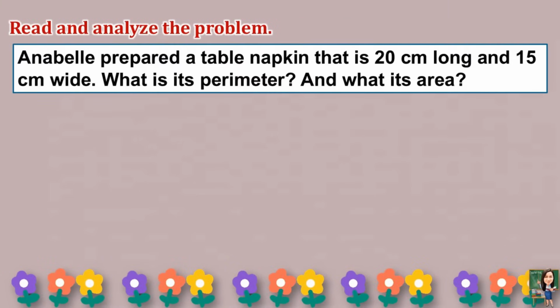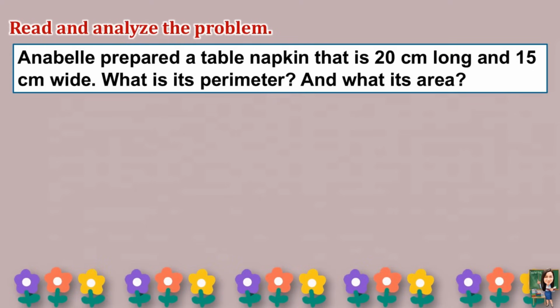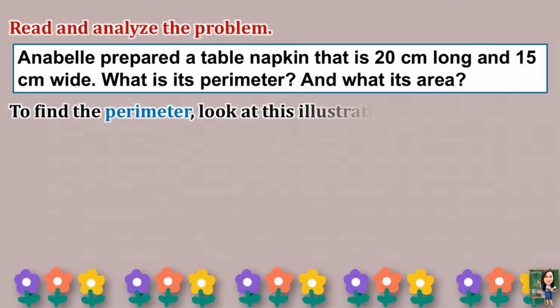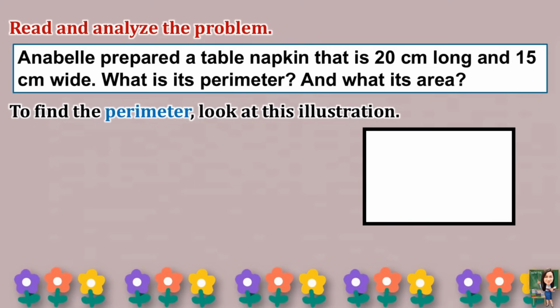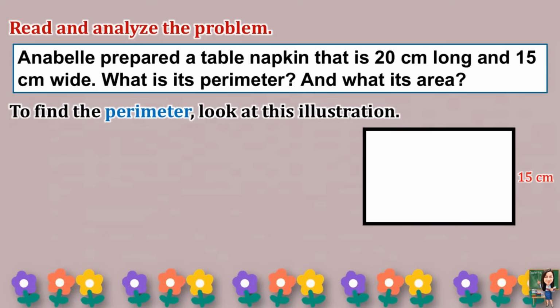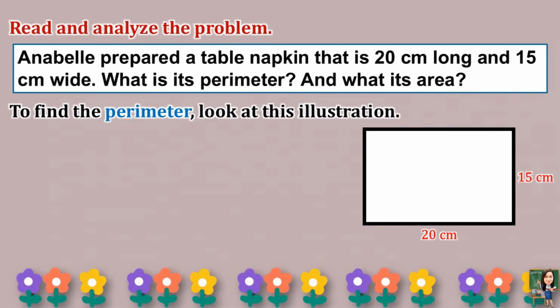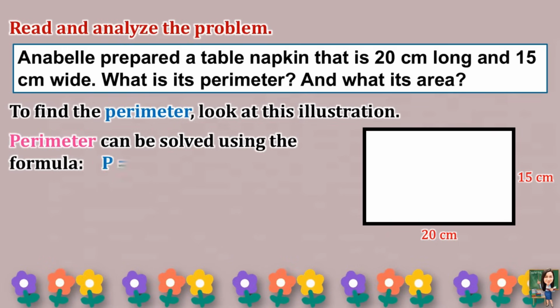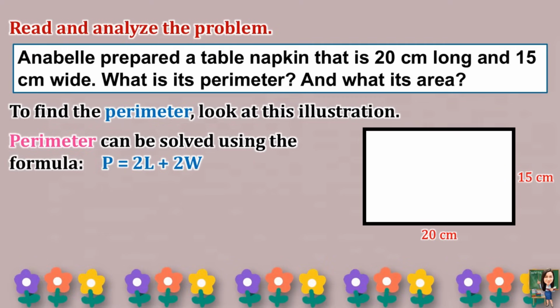Read and analyze the problem. Annabelle prepared a table napkin that is 20 cm long and 15 cm wide. What is its perimeter? And what is its area? Let's see. To find the perimeter, look at this illustration. The width of this rectangle is 15 cm and the length is 20 cm. Perimeter can be solved using the formula: perimeter equals 2 length plus 2 width.